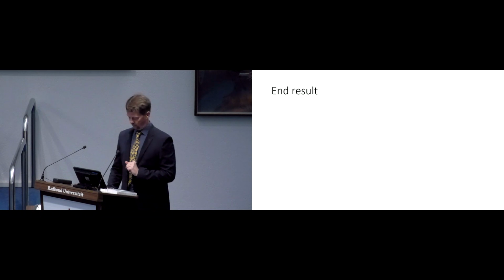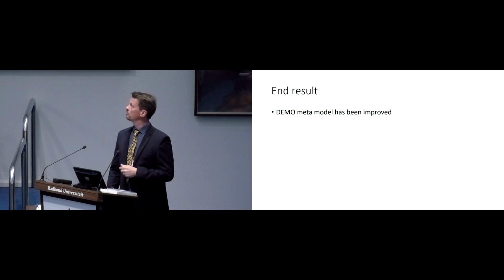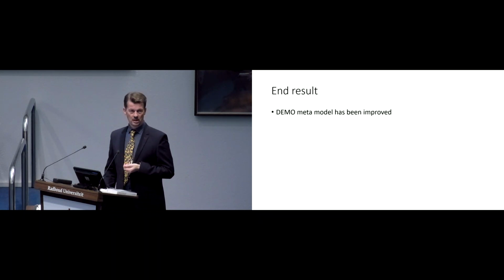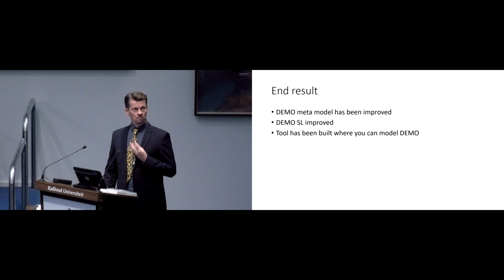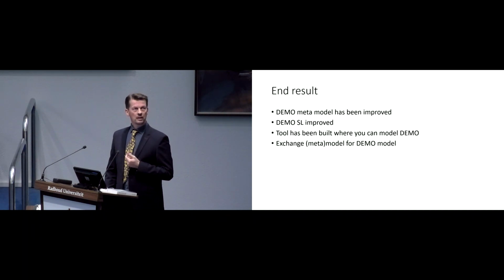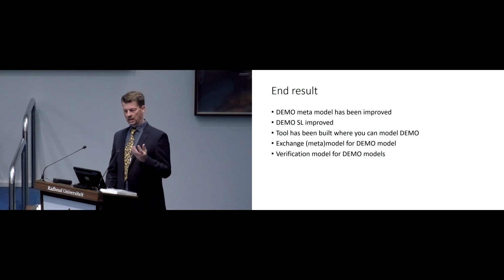What did I achieve? In the end, the demo meta model has been improved. The specification language has improved. A tool has been built where you actually can model demo, at least 90% of the parts that we want to model. There's an exchange model so that we can exchange the information about the models with other tools. We can verify that the model has an internal validity.